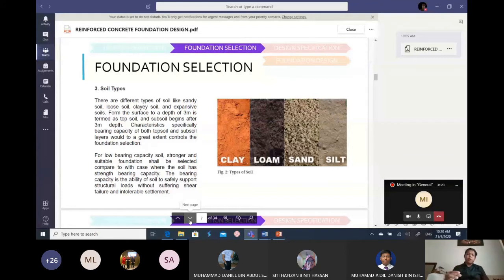Different types of soil will give a different soil bearing capacity. Characteristics, specifically bearing capacity, of both topsoil and subsoil layers will to a great extent control the foundation selection. For low bearing capacity soil, a stronger and suitable foundation shall be selected compared to the case where the soil has strong bearing capacity. The bearing capacity is the ability of soil to safely support structural load without suffering shear failure and intolerable settlement. If not, there will be a tilting of the foundation.